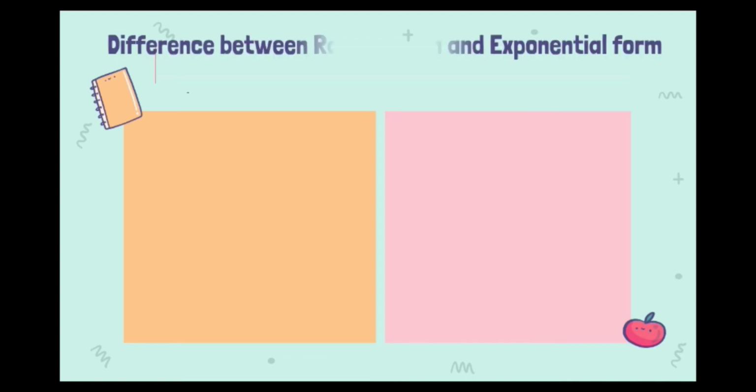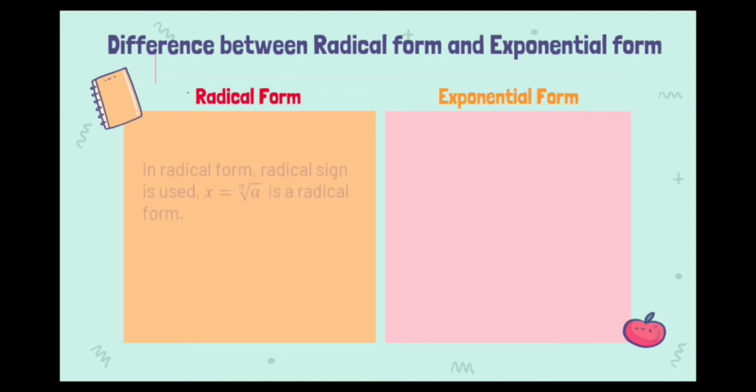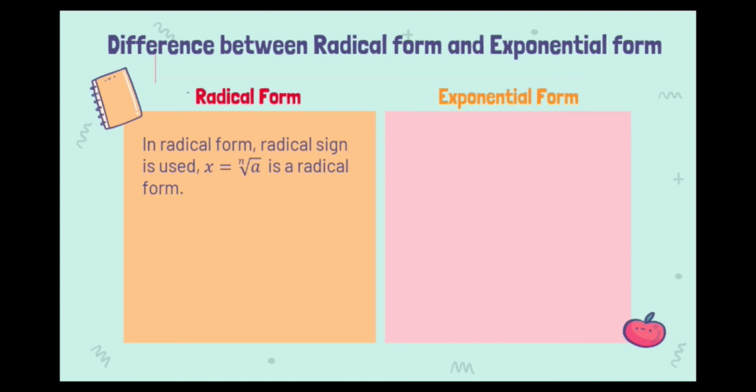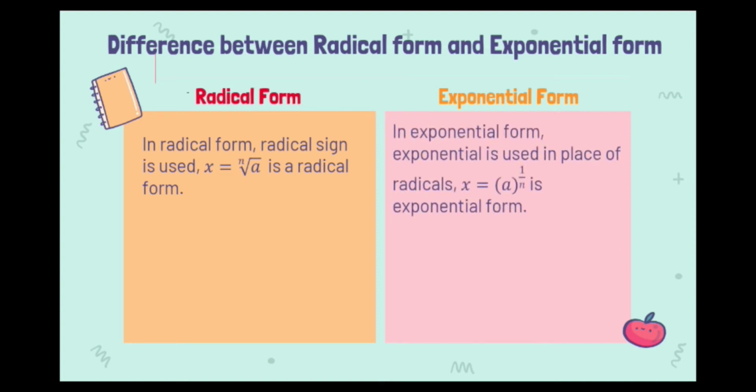Difference between radical form and exponential form. In radical form, the radical sign is used. X is equal to nth root of a is a radical form because here we use the radical sign. In exponential form, exponents are used in place of radicals. X is equal to a raised to power 1 by n. It is an exponential form.